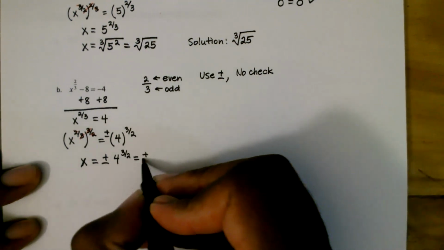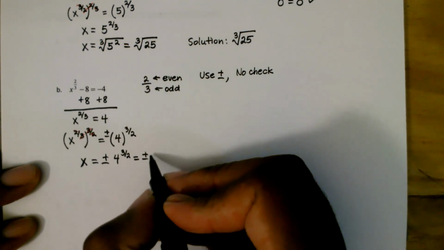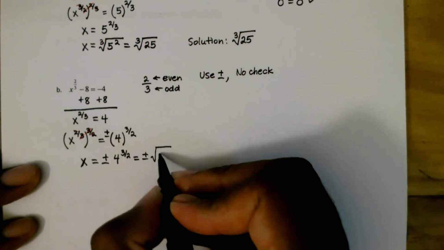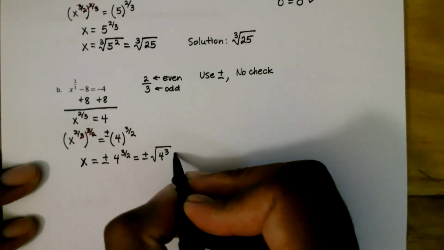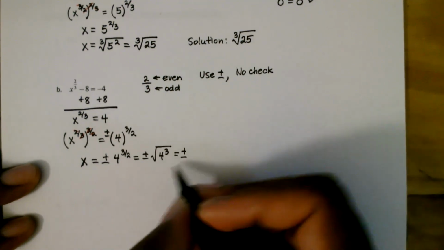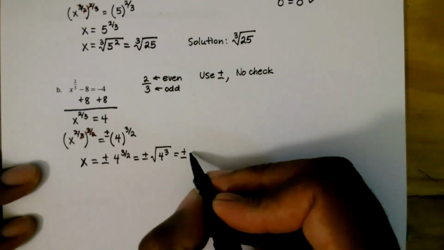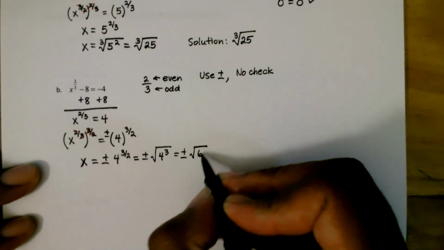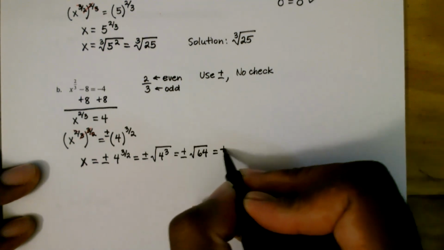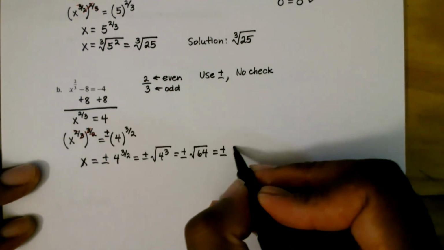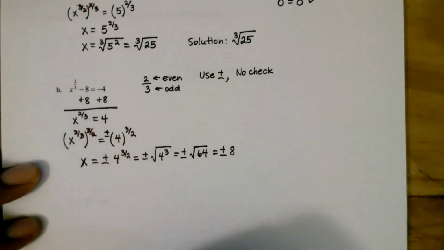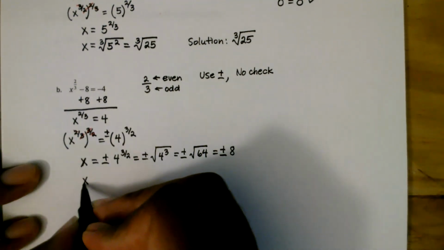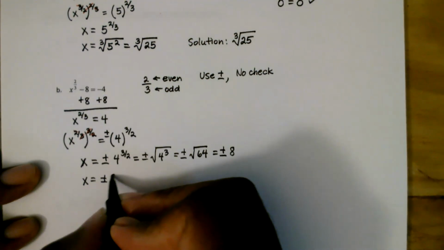Another way of writing that would be plus or minus. If I wrote it in radical form, it'll be the square root of 4 to the third. And then if I simplify 4 to the third power, that will be 64. And then bring up the plus or minus, the square root of 64 is 8. So here x is equal to plus or minus 8.